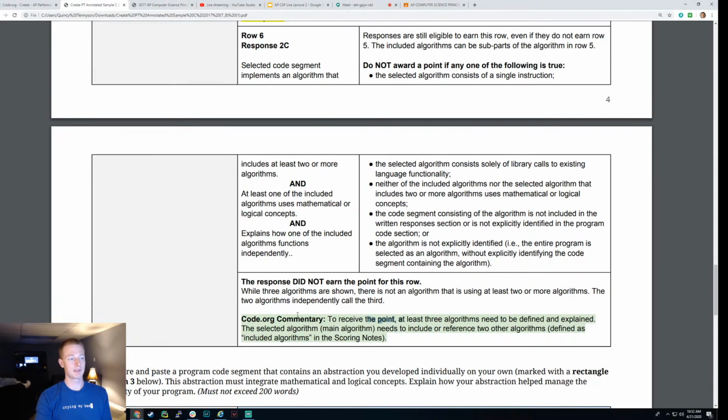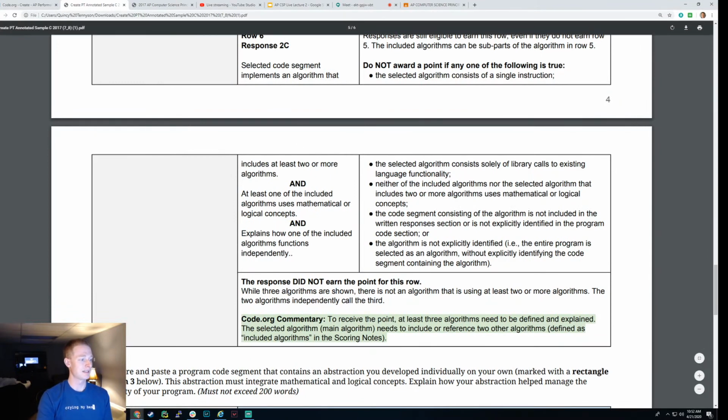To receive the point, right, here, so they don't earn a point here. It says, while 3 algorithms are shown, there is not an algorithm that is using at least 2 or more. The 2 algorithms independently call the third. Okay, so there's 3 algorithms there. 2 of those algorithms call the third algorithm, but there isn't a situation that's like this, right?